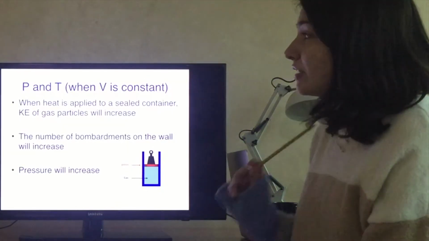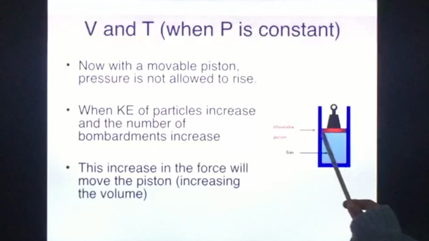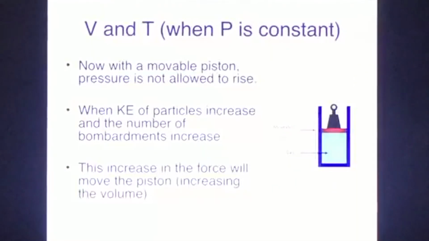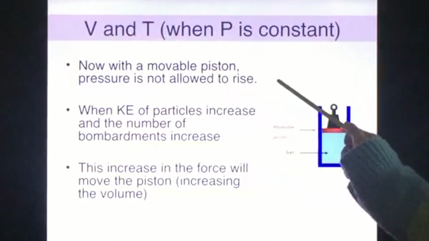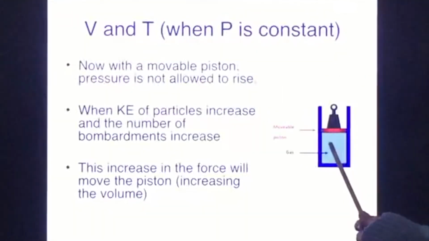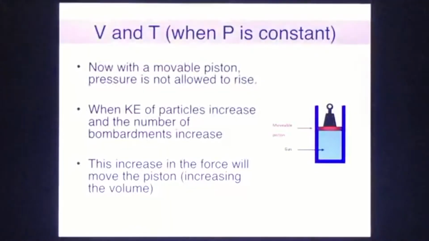That's what you need to know. So the relationship between T and P is directly proportional. Now what would happen if you allow the piston to move, if you make it movable? The pressure is not allowed to rise. If the pressure increases and the force increases, the force will move the piston up. If you increase the volume, as you remember from before, increasing the volume will reduce the pressure.